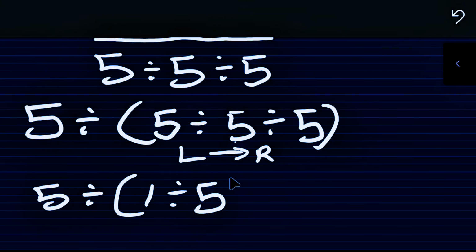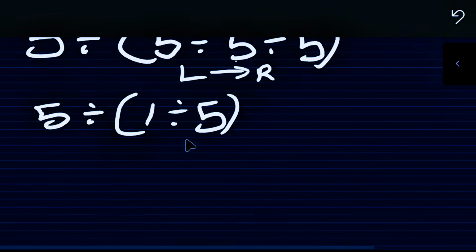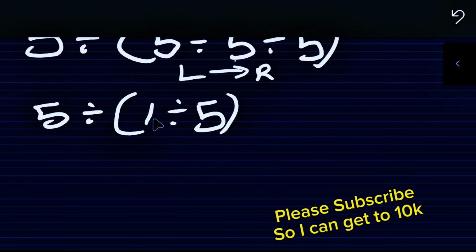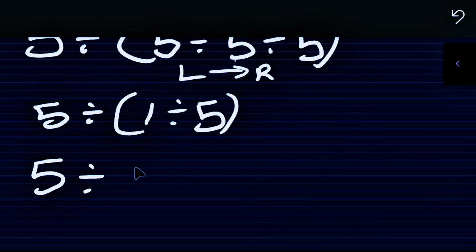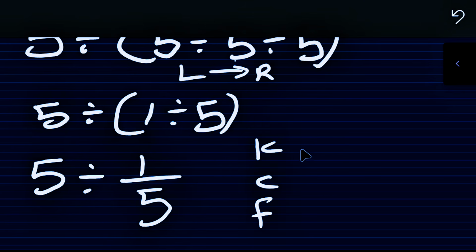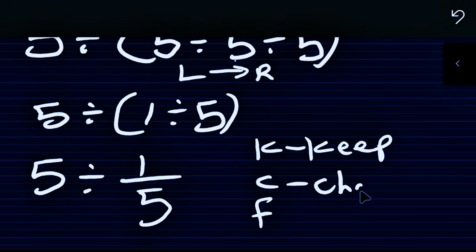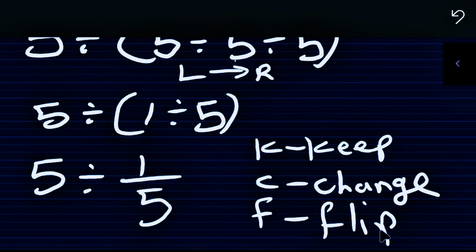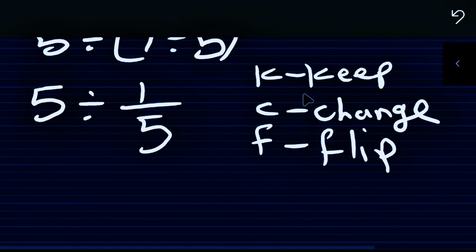Divide by 5. So from here, inside the parentheses, because 5 cannot divide 1 to give us a whole number, we are going to have 5 divide by 1 divide by 5, okay? Now, this is a fraction, and because we are to divide this 5 here by a fraction, we are going to introduce the rule that is called KCF rule. Now, K means keep, C means change, and F means flip.